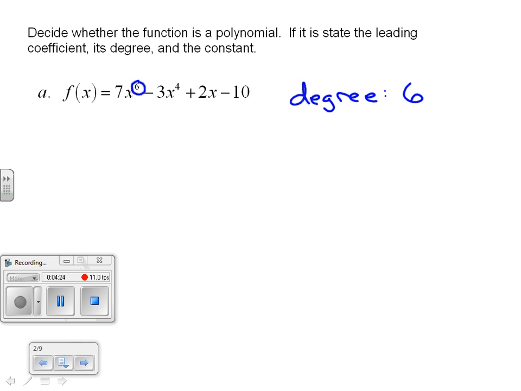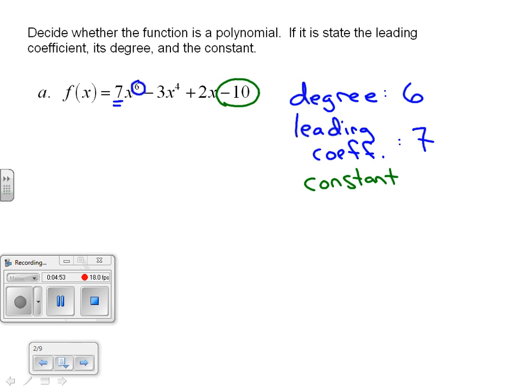I'm also going to grab the coefficient for that term. So my leading coefficient, in this case, is 7. And lastly, I'm going to grab the constant. Well, the constant is going to be this number without the variable. And in this case, my constant is -10.